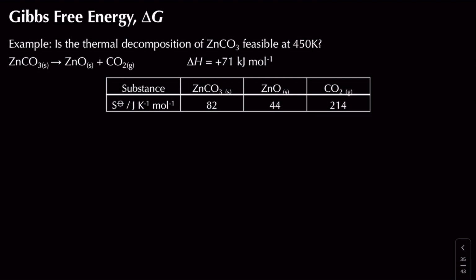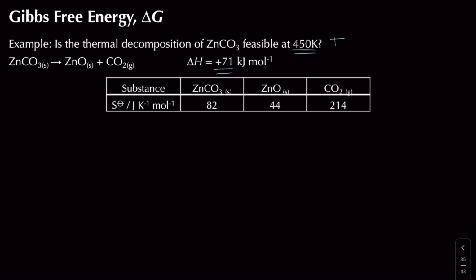We've got here a reaction, and we've got the thermal decomposition of zinc carbonate. We're asked if it's feasible or not at 450 Kelvin. So we've got our temperature there. We've got our delta H value here, which is going to be an endothermic reaction. And then we're also given some standard entropy values, which we can use to find the entropy change.